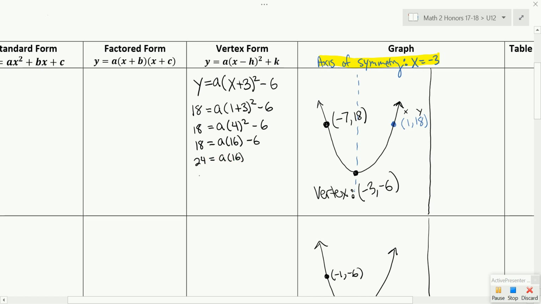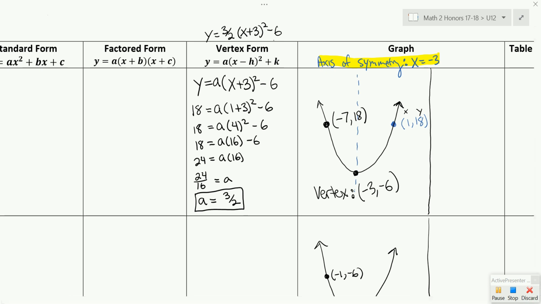And then divide by 16. And then reduce, and you get 3/2. Did you get that? Okay, good. So if you didn't, you want to work on some of your mechanics for solving. Okay, try to figure out what went wrong. Careful with the order of operations, okay? So our vertex form, I ran out of room here. I'm going to write it above, is y equals 3/2 (x plus 3) squared minus 6. Okay.